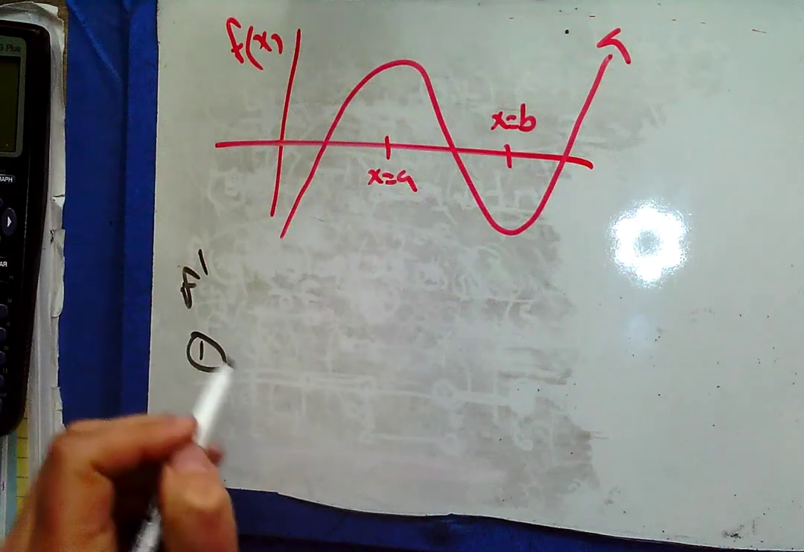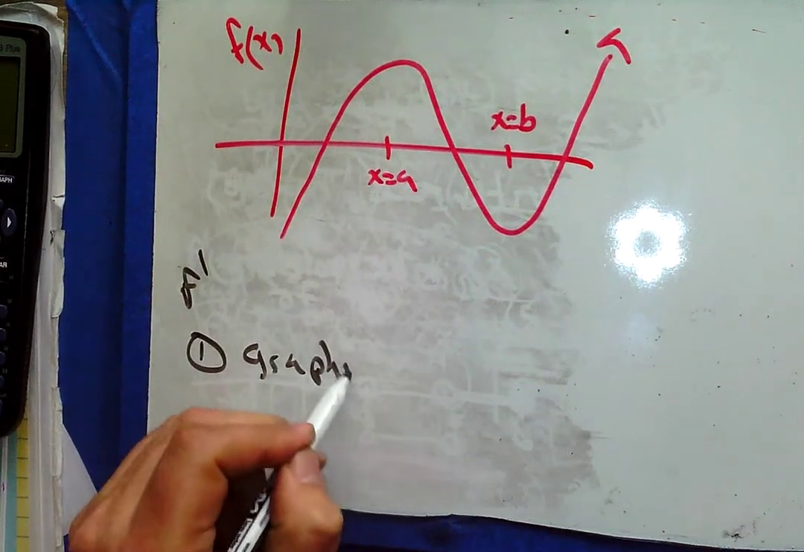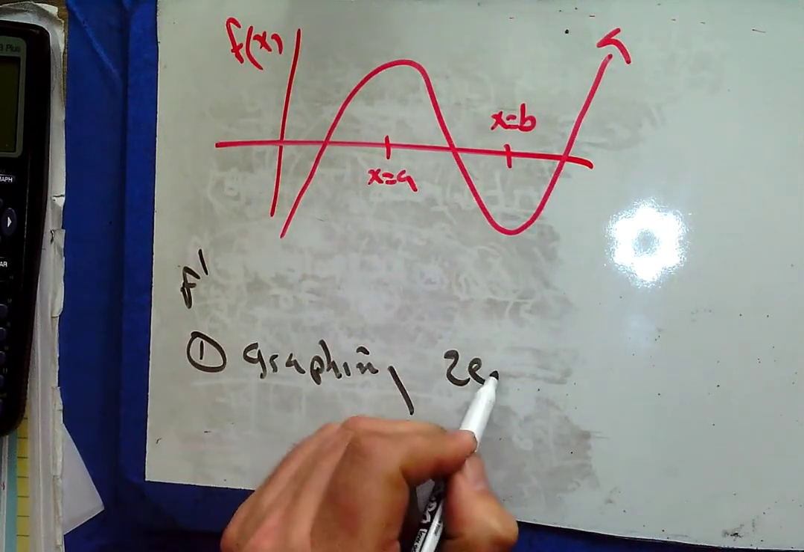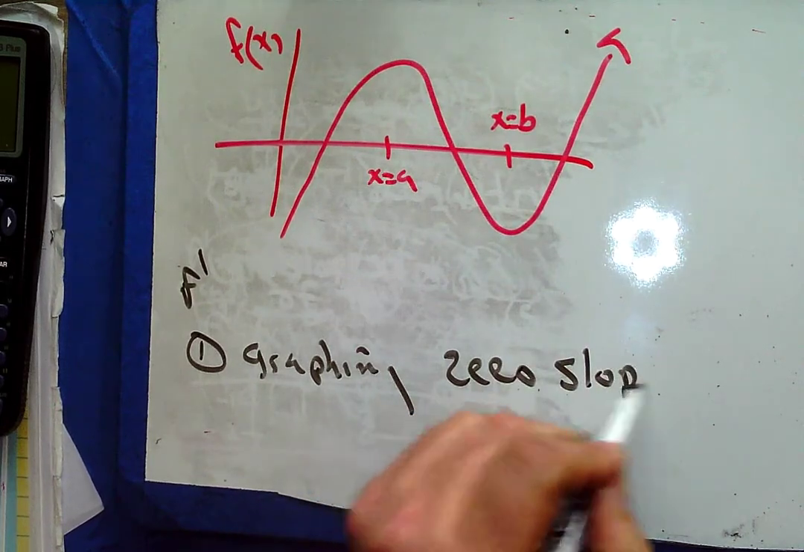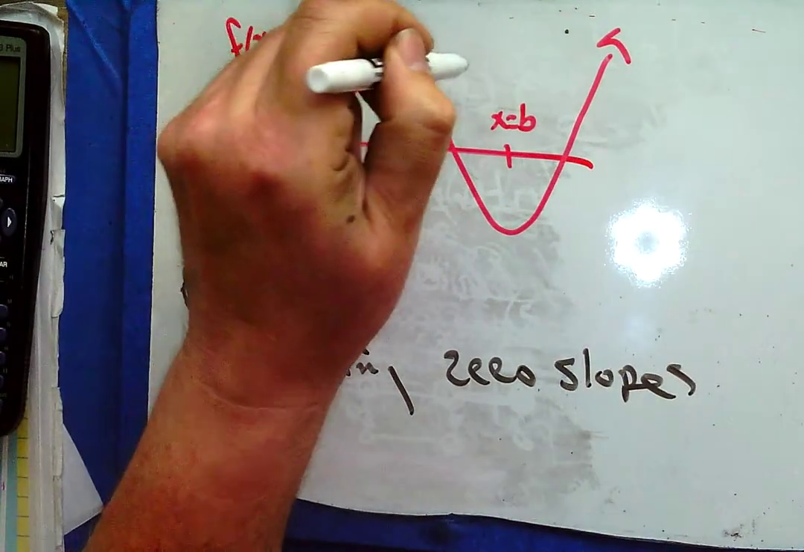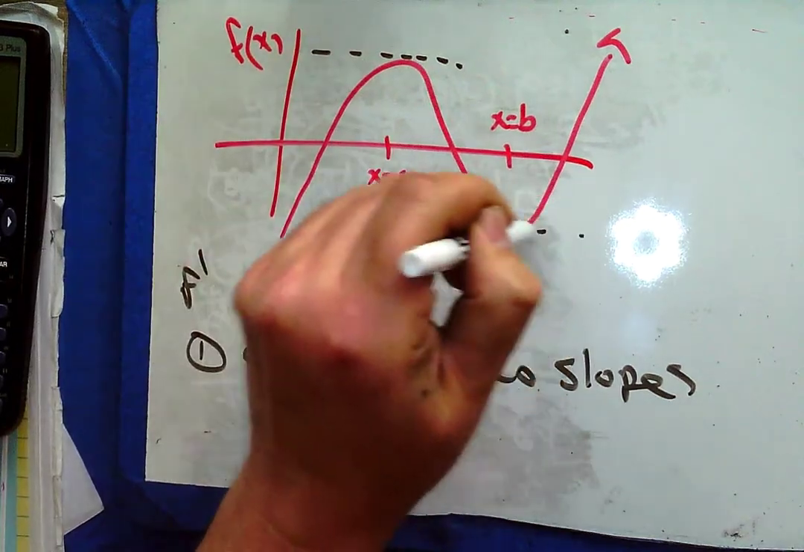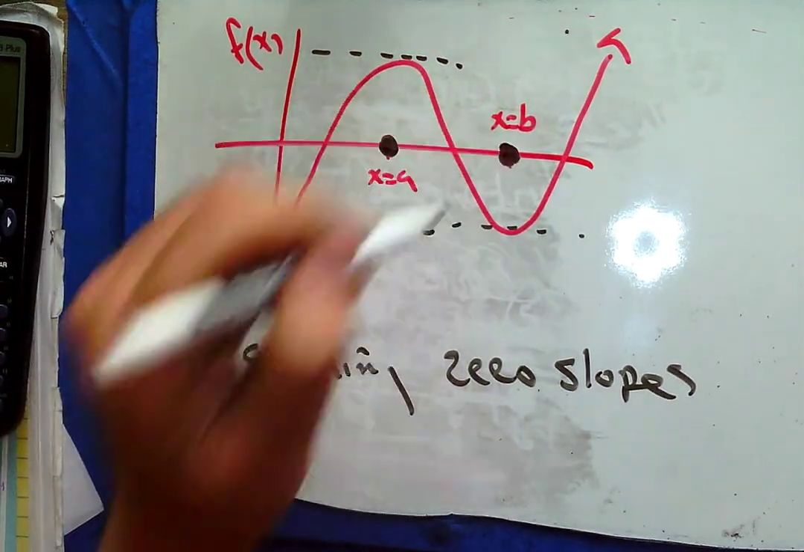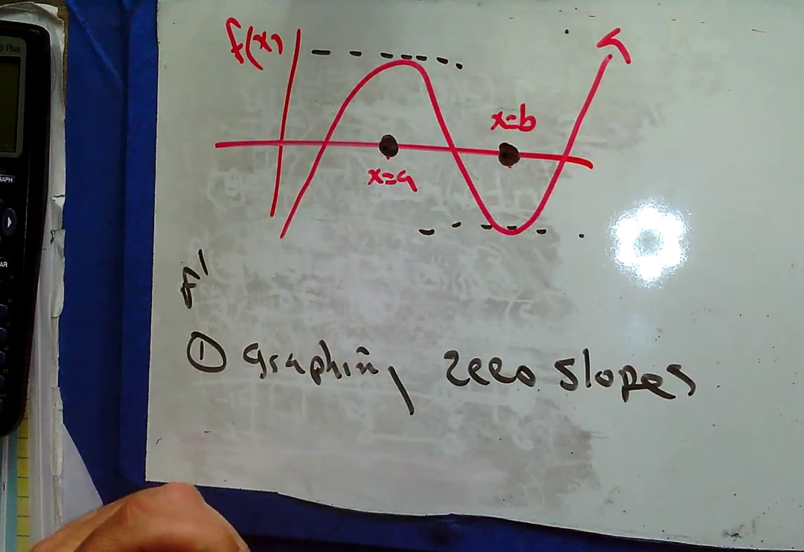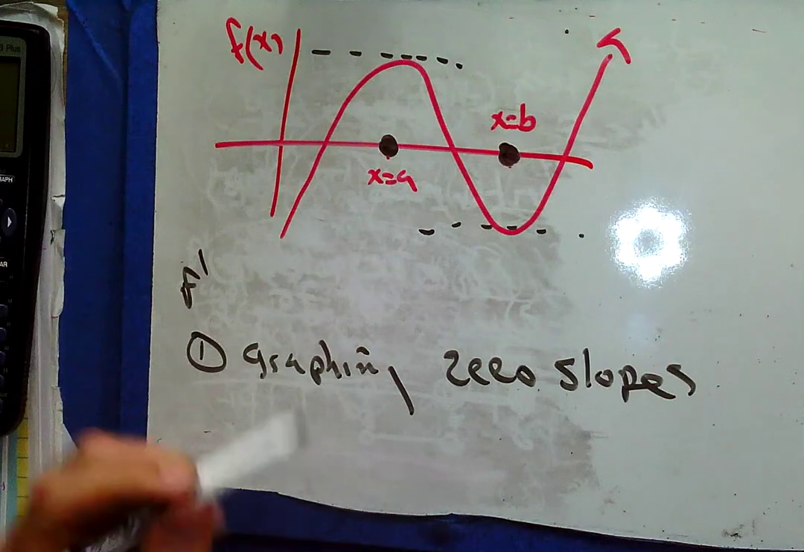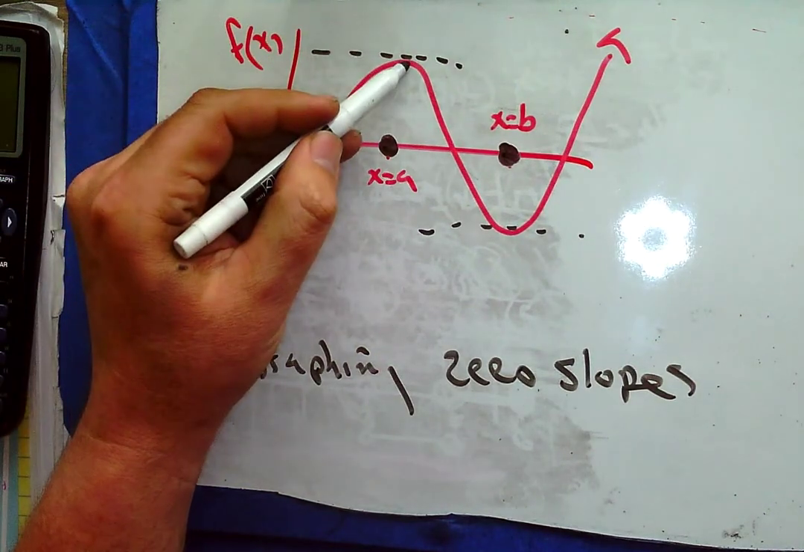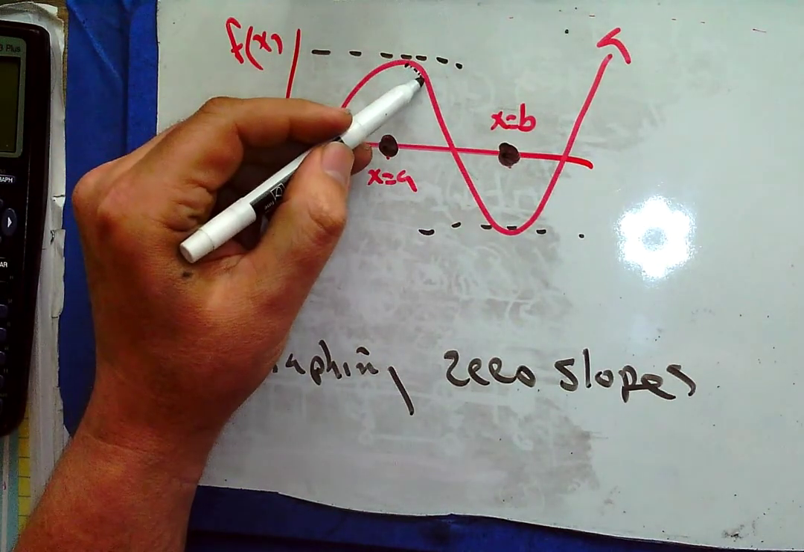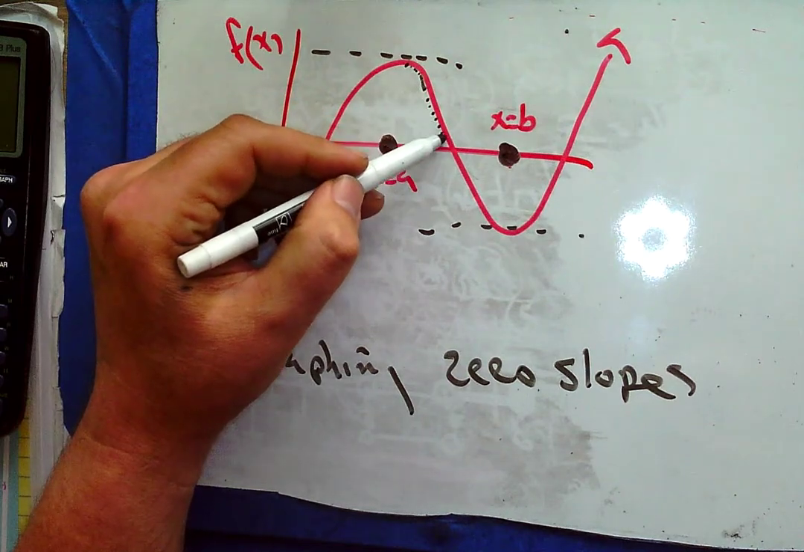I start with graphing 0 slopes. Okay, so here's a 0 slope, here's a 0 slope. So those are both going to be intercepts on the f prime graph. Now what can we say? Well, from here, the slopes are a little negative, and then they're more negative.